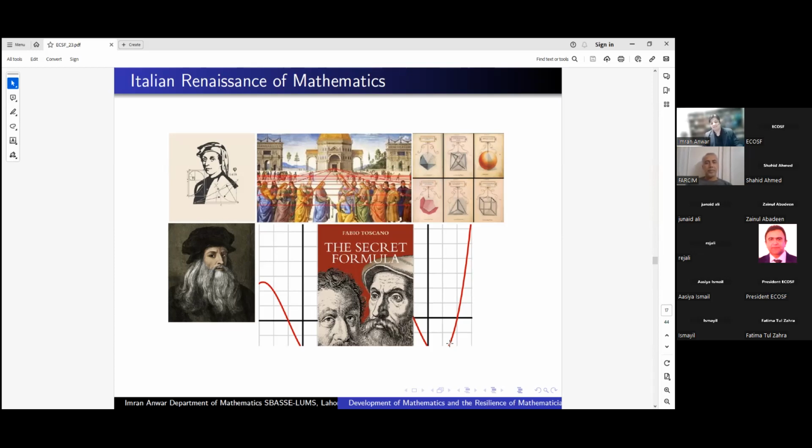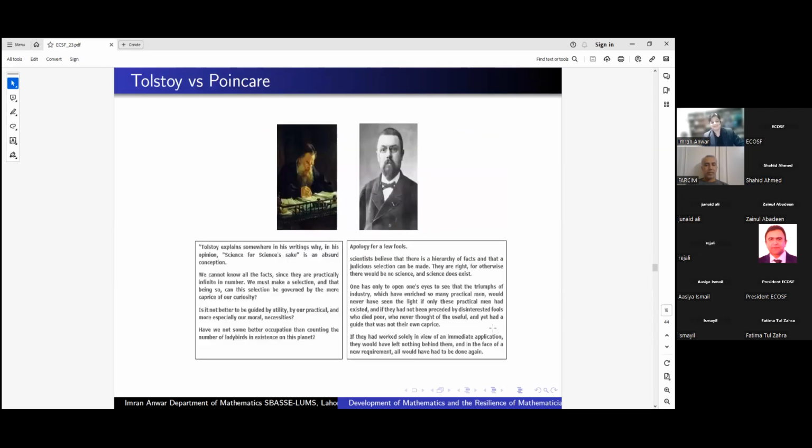And during that time, there was one person, Tartaglia, who came up with the formulation, but he kept it hidden so that he could keep his position secure. That secret formula story you can find on Wikipedia or anywhere. So this was a very interesting chapter where people invented something, but they hid it from the eyes of others to keep their position secure.